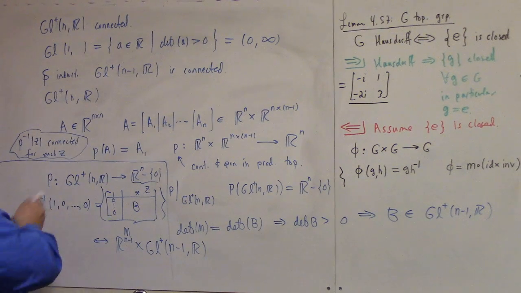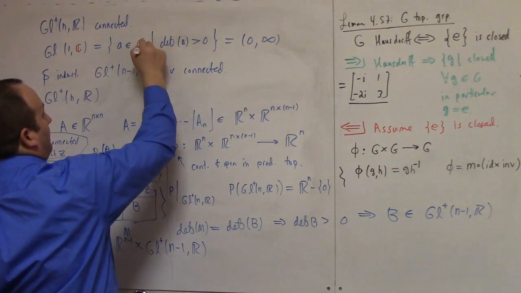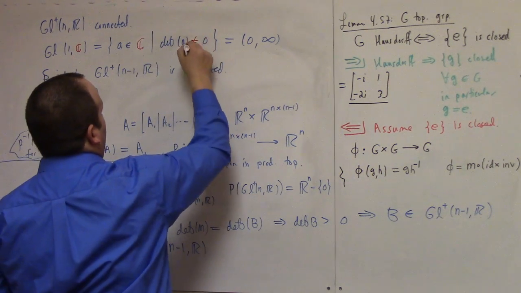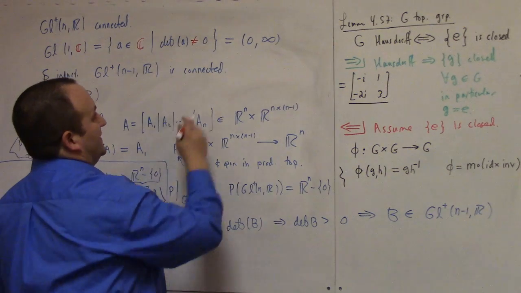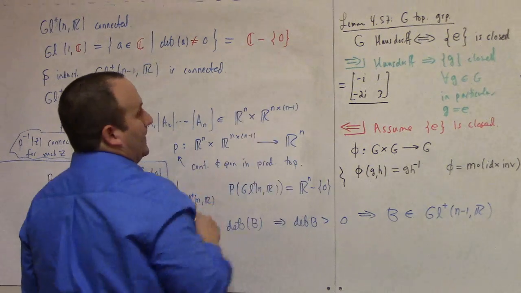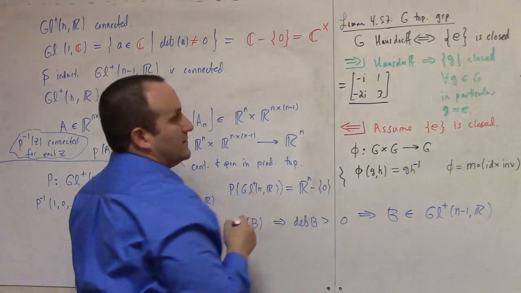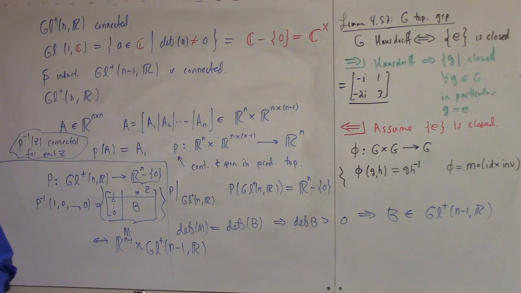But in the case of the complex, what happens in the one-dimensional case? That's just the multiplicative group of complex numbers, the non-zero complex numbers, the punctured plane. That's connected. So the same inductive argument works. And so GLNC is connected.